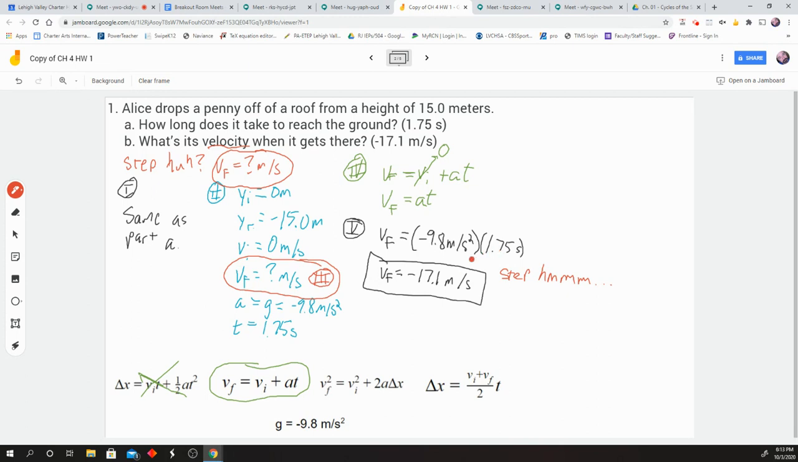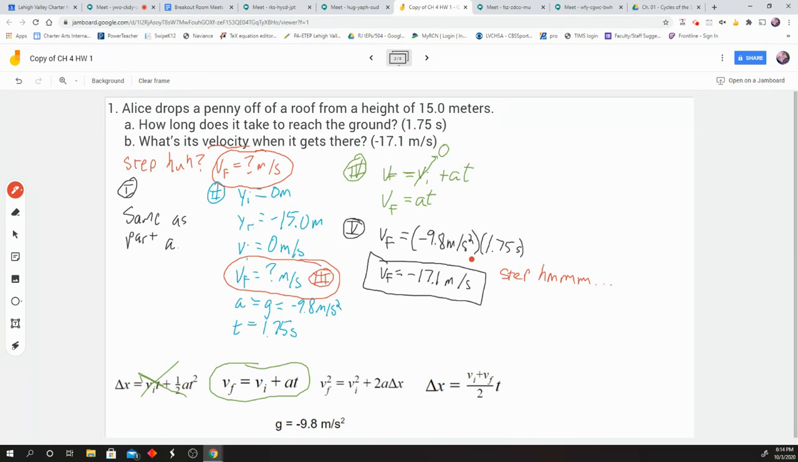Does that make sense? What does negative even mean in this context? We're doing an up and down question, so negative means it's going down. Does it make sense that our penny has a negative velocity, that it's going down at the end of the situation? Yeah, Alice dropped it off the roof. And then finally, is this a reasonable number? So negative 17.1 meters per second.